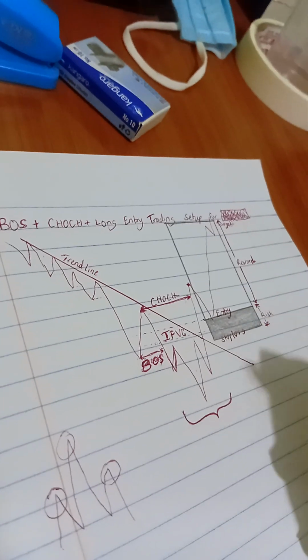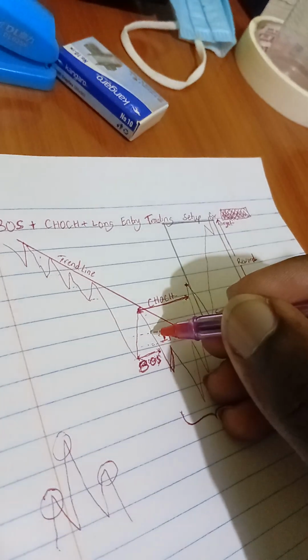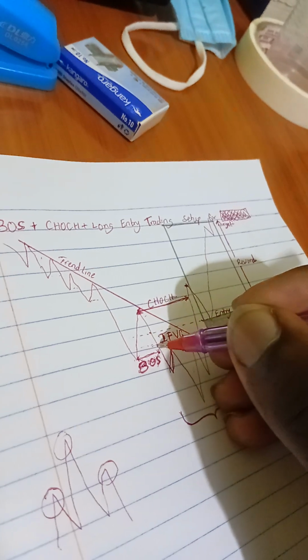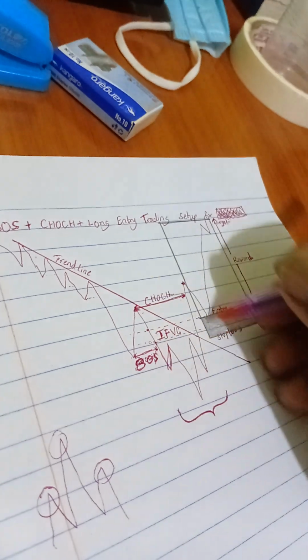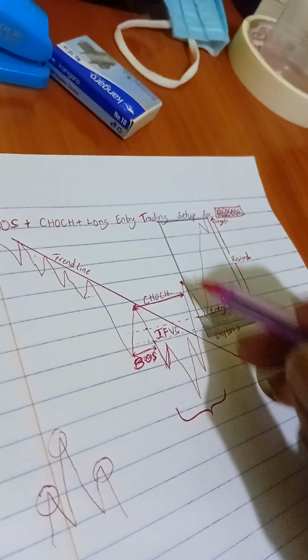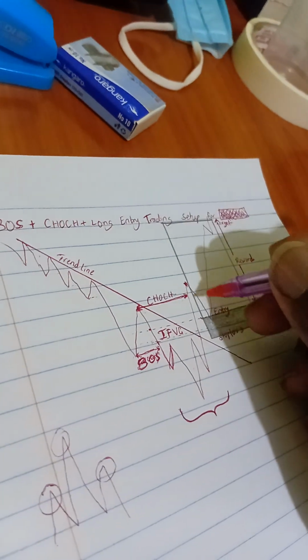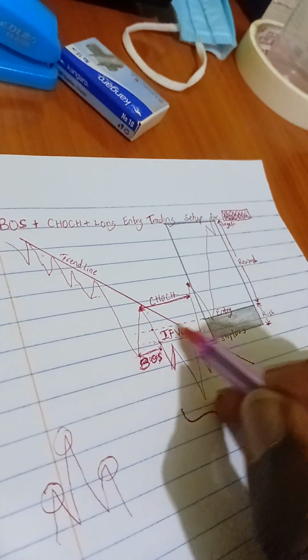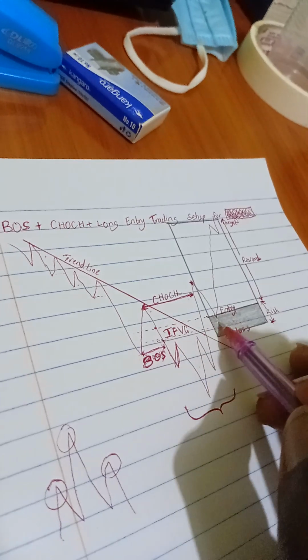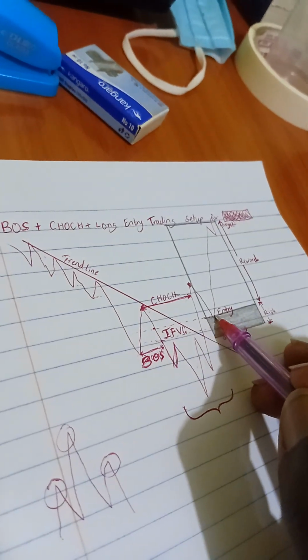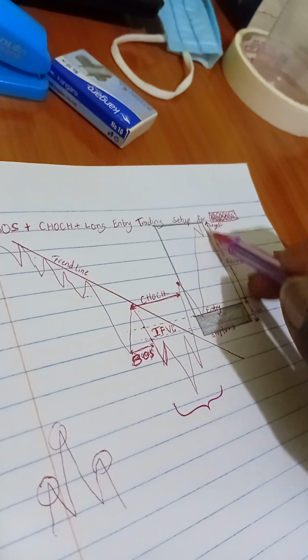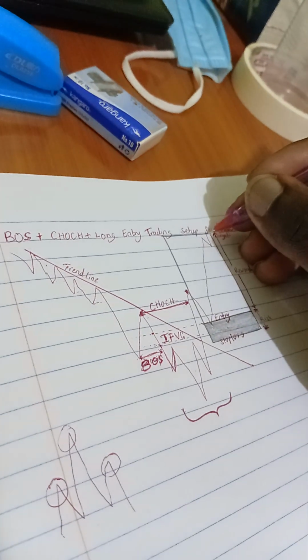The point we are much interested in is the inverse fair value gap that was formed here. Then there was a change of character. Then what do we wait for? Wait for the market to dip back into the fair value gap, to balance this fair value gap so that we can take our nice clean entry and then ride on that wave to the target up here.